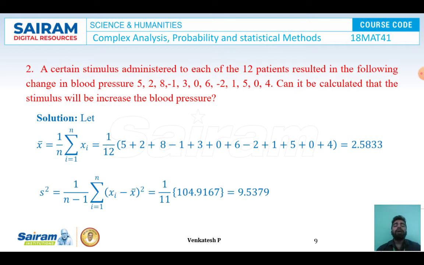So here a sample of 12 patients has been given with the data like 5, 2, 8, minus 1, 3, 0, 6, minus 2, 1, 5, 0, 4. So now, first take the formula.